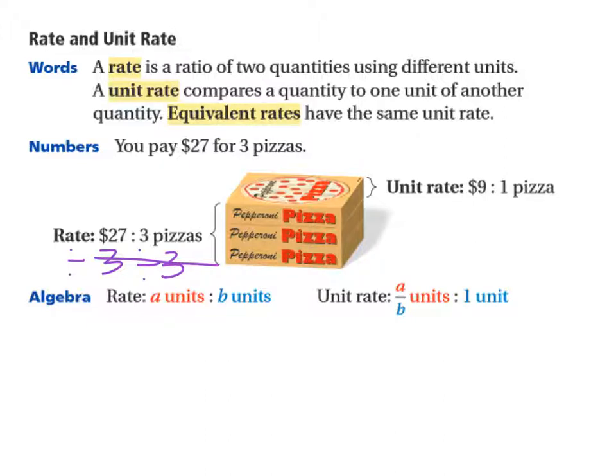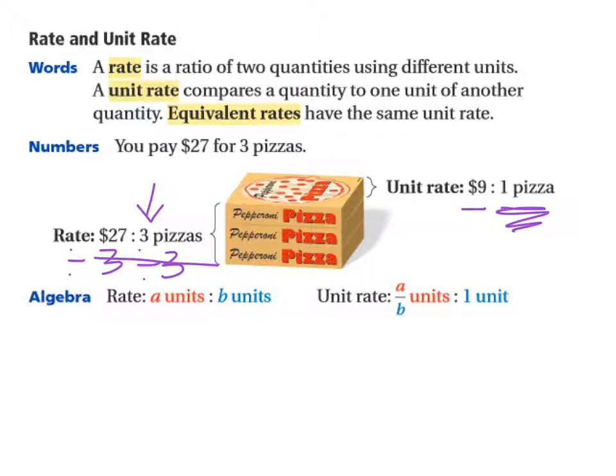You could also take whatever the second part of your ratio is, this one right here, and take the first one and divide it by that. So 27 divided by 3 is going to be 9, and your second part of your ratio is always going to be 1. That's where we get the unit part of unit rates from.